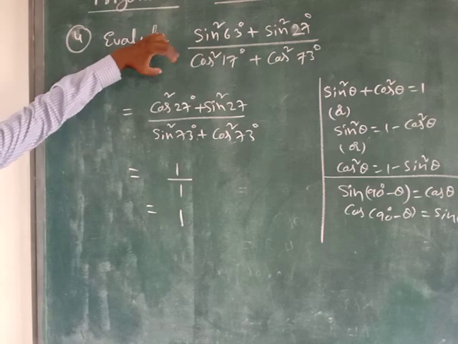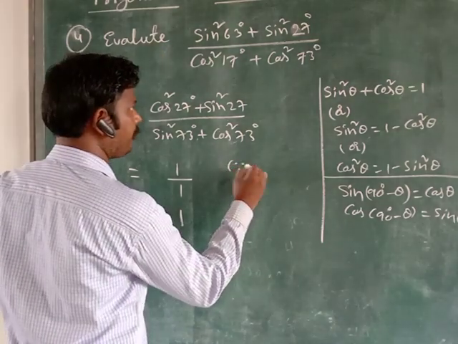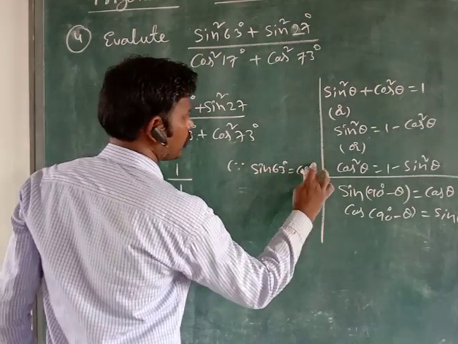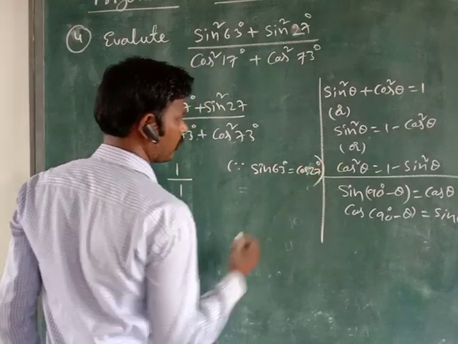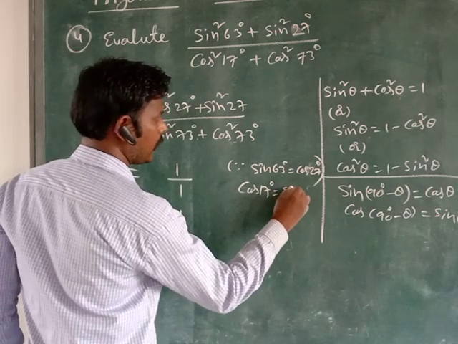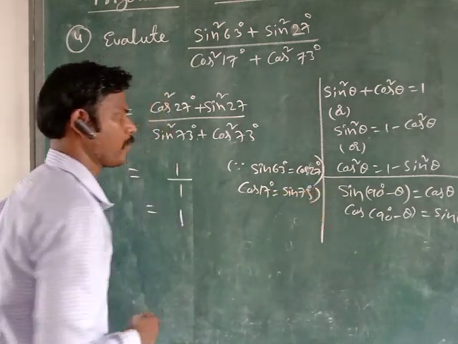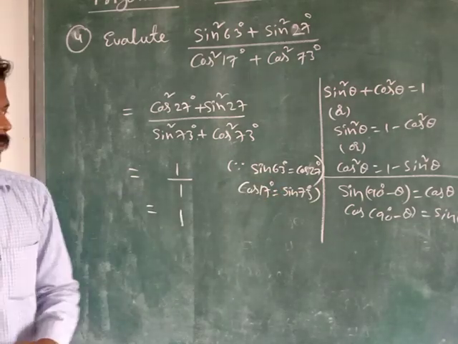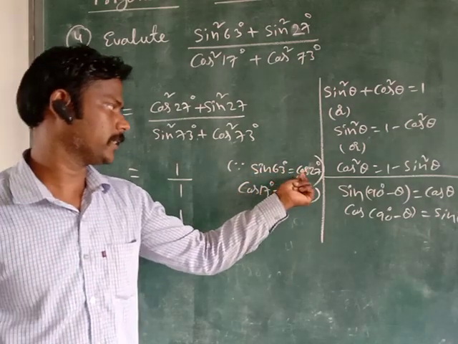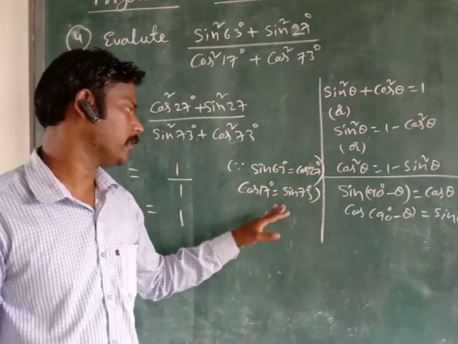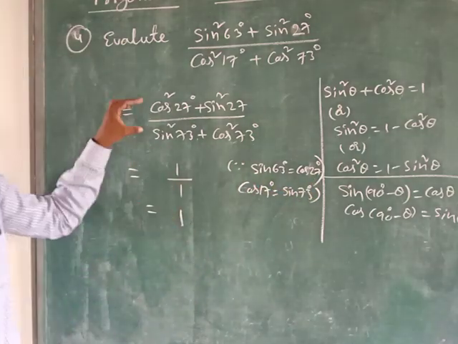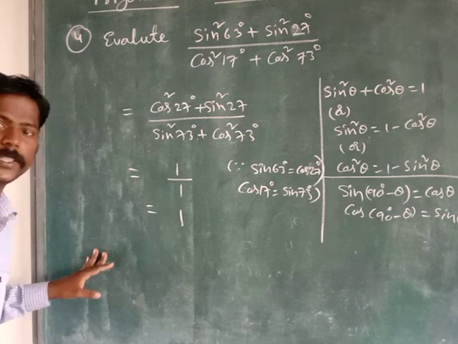Understood? Based on the identity, remember how it came. Sin 63 equal to cos 27. Next, cos 17 degrees equal to sin 73 degrees. Based on trigonometry for certain angles, that is nothing but complementary angles. Sin 63 is nothing but cos 27. Cos 17 is nothing but sin 73. If you add them together, you get 90 degrees. That's why, substituting the values, you get the fourth question answer is 1.